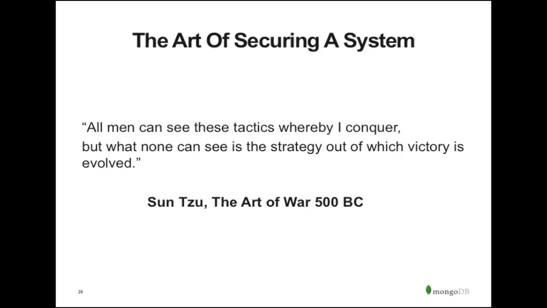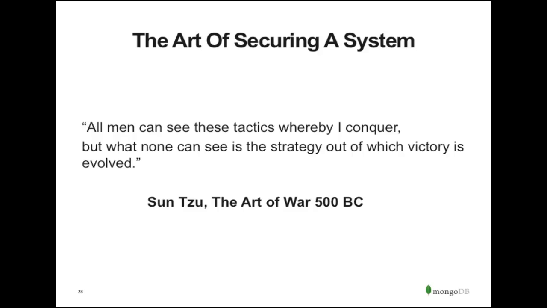I'd like to finish off with another quote by Sun Tzu. All men can see these tactics whereby I conquer, but what none can see is the strategy out of which victory is evolved. So security is a difficult discipline. We all see when things go down and when things fail, but we don't see all the small details and all the small decisions that were involved with making it successful. That's basically the idea.